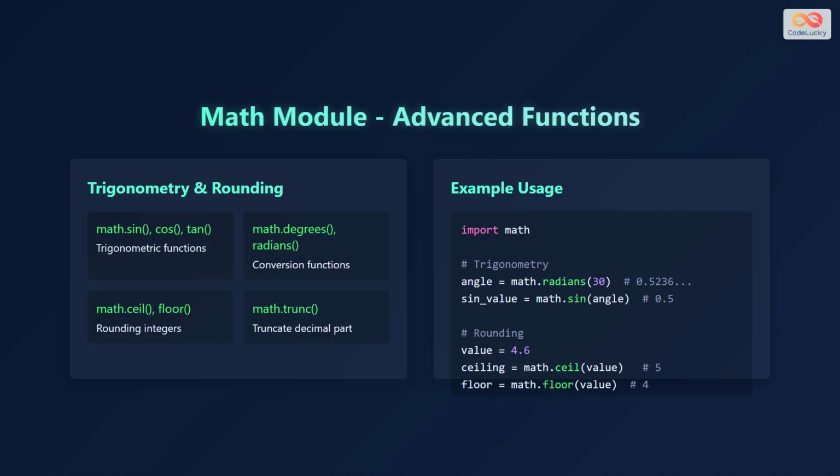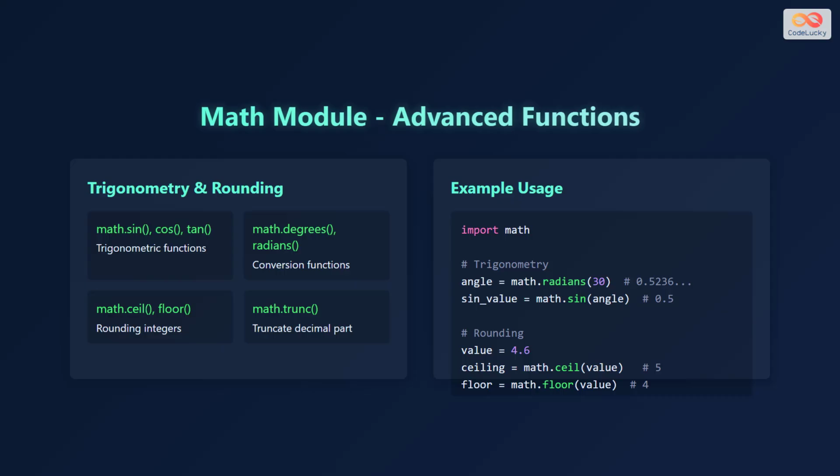The math module also offers advanced functions for trigonometry and rounding. Trigonometric functions like math.sin, math.cos, and math.tan are available for calculating sine, cosine, and tangent. You can convert between degrees and radians using math.degrees and math.radians. For rounding, math.ceil rounds a number up to the nearest integer, math.floor rounds down, and math.trunc truncates the decimal part, removing it entirely. Here's how to use these functions.